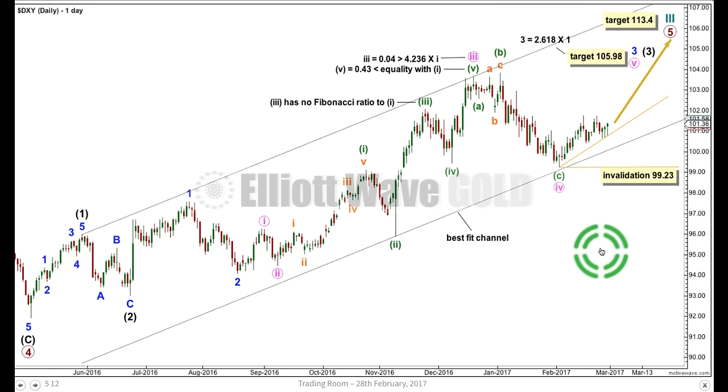This chart is exactly the same as the one I've been publishing up to now in Traders Room. The only difference is the support line. I've slightly adjusted it. Previously I had drawn it from this low to this low.